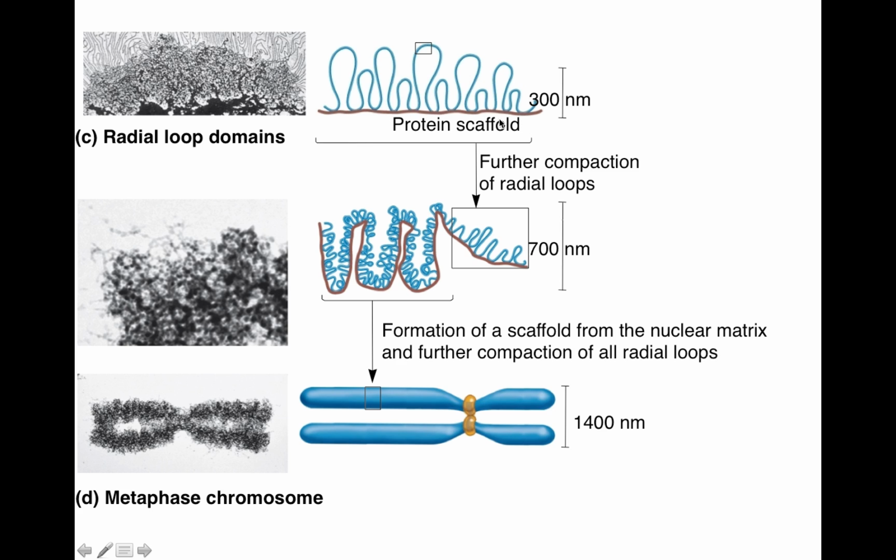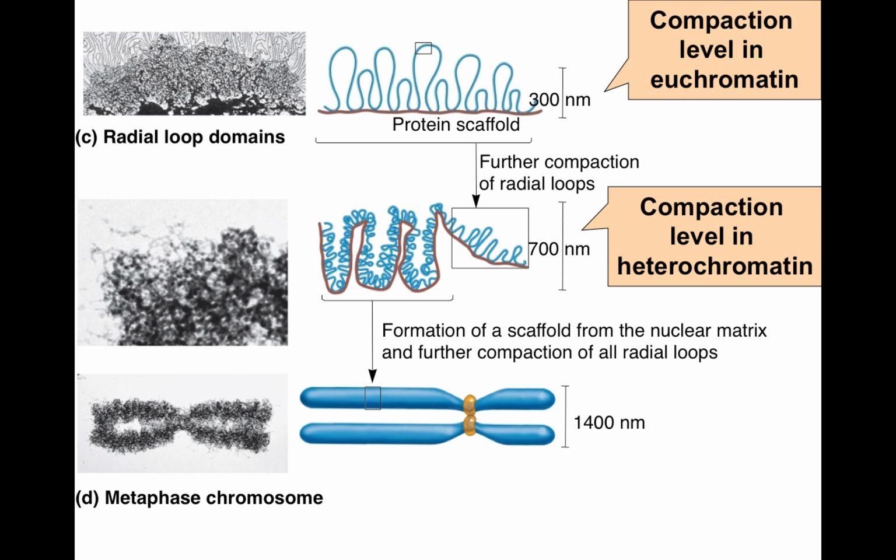Here's a protein scaffold of a chromosome, and we attach these radial loops by the matrix attachment regions and form approximately 30 nanometer fiber here. You end up with further compaction of the radial loops when we end up with a metaphase chromosome right here. And the final diameter of a metaphase chromosome is about 1400 nanometers, excuse me. So euchromatin is loosely packaged, heterochromatin is more tightly packaged, and finally, the most tightly packaged you can be is a metaphase chromosome.